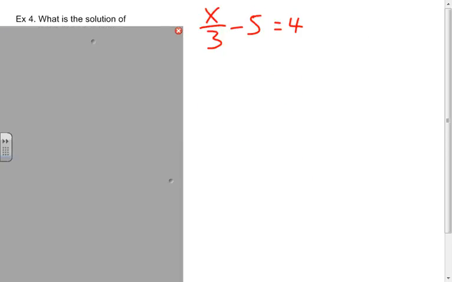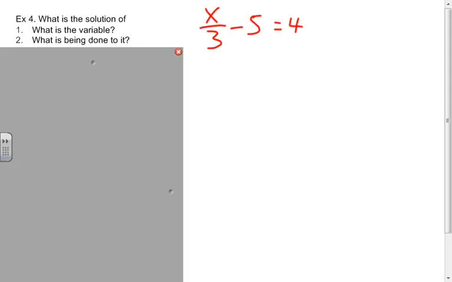One more example here. What is the solution of x divided by 3 minus 5 equals 4? Okay, same steps. What is my variable? My variable is x. What's being done to it? It's being divided by 3 and subtracted by 5.